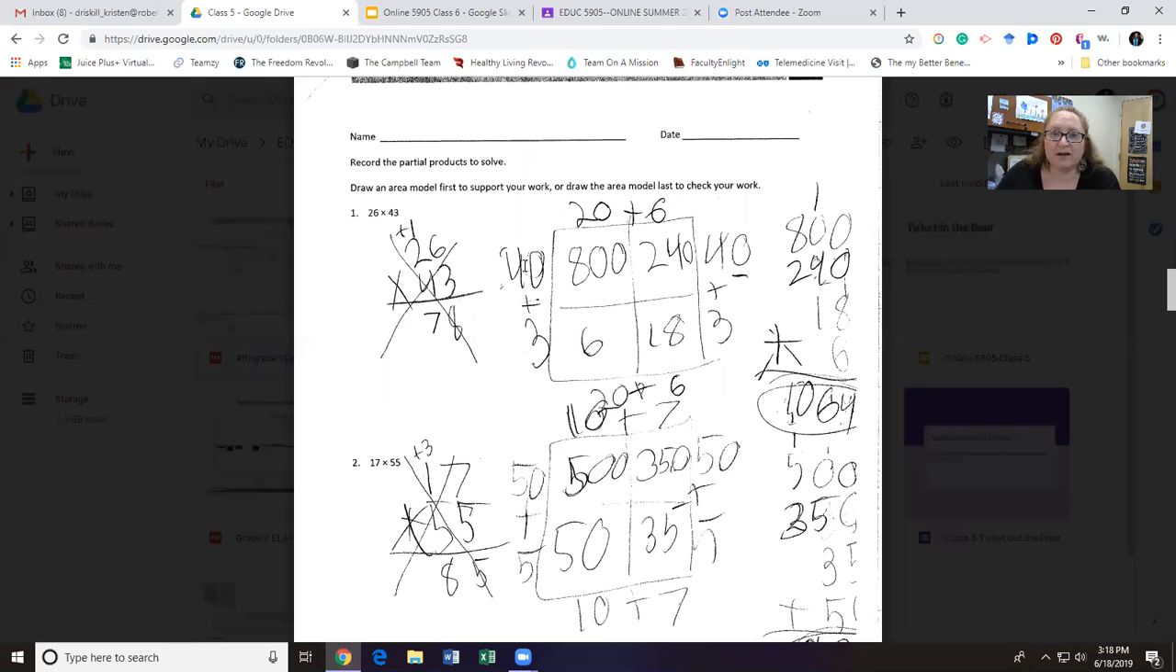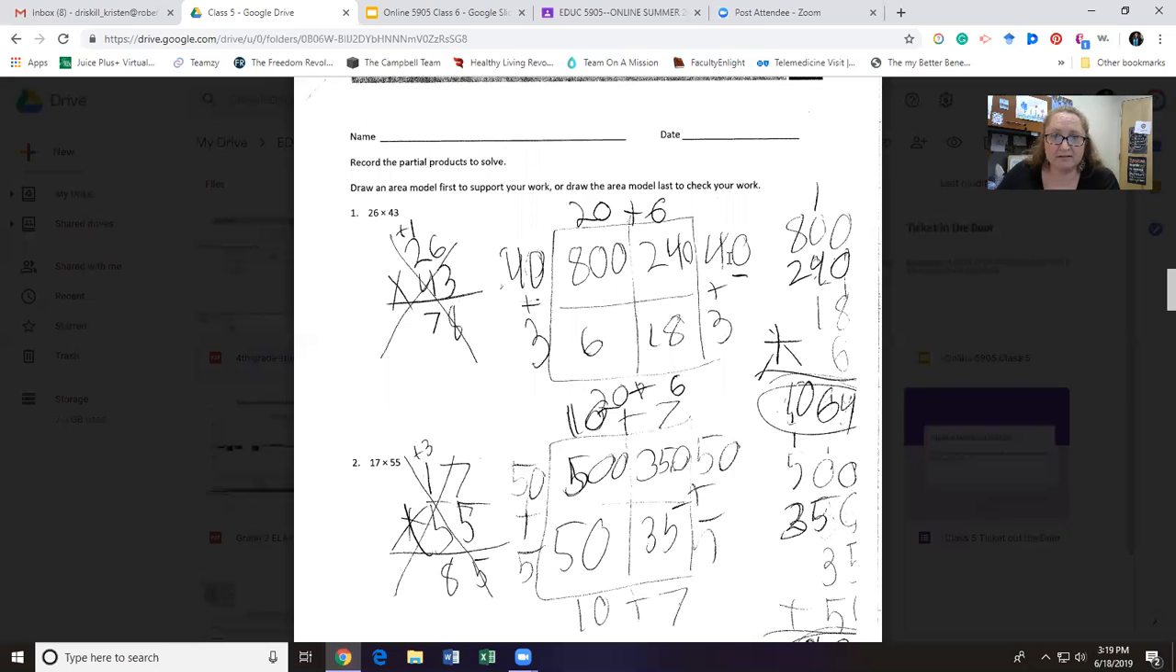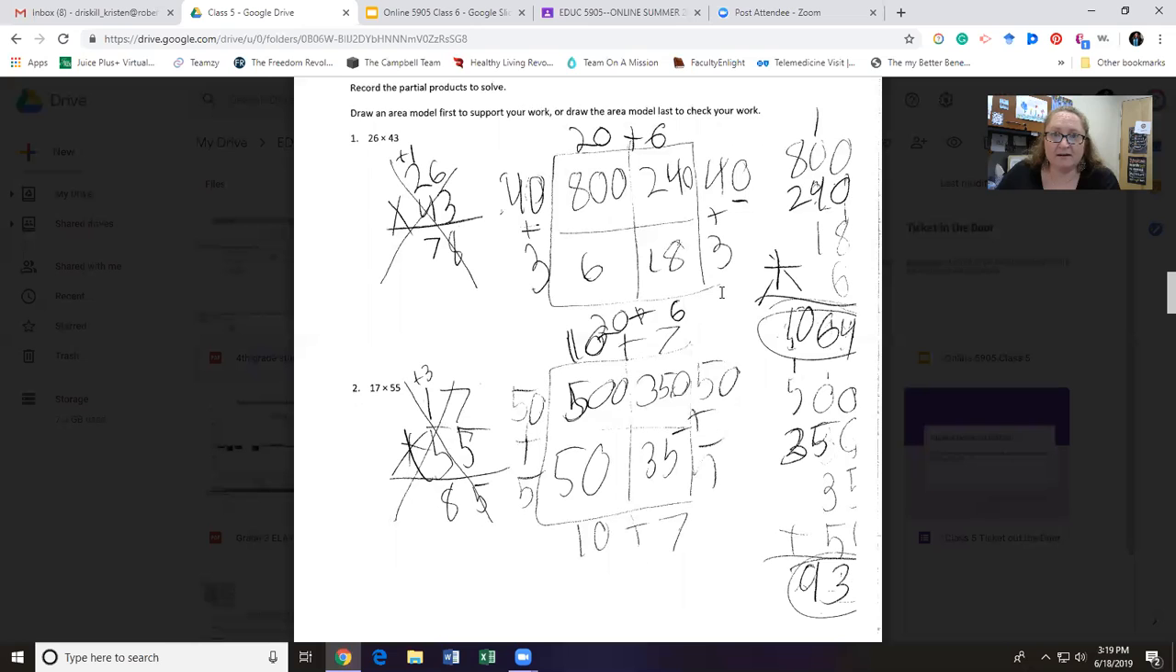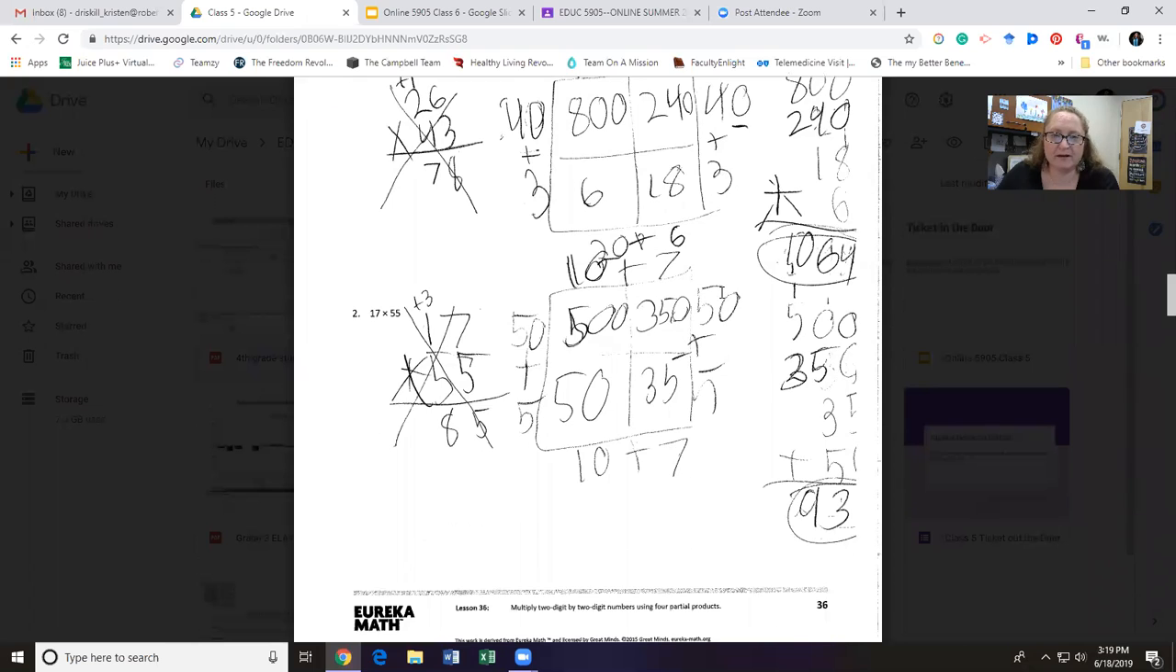So they then multiply 40 times 6, that's right here. Then 20 times 3 is here. 6 times 3 is here. And then they add them all up, and they get a total answer. So she understands how to use this strategy because she's got it complete here. And wait a minute. Oh yeah, man, my math in my head wasn't working for a minute. I was confused by down here. So this one is correct.